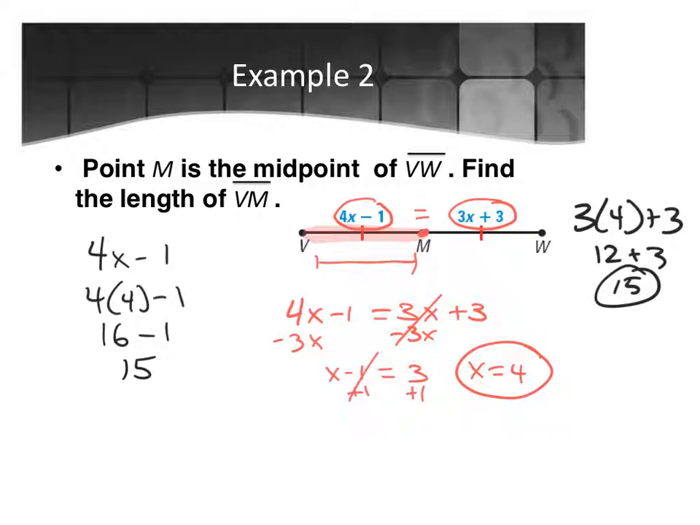Yes, ma'am? So the midpoint and the bisection are basically the same thing. A midpoint is the middle of a line. A bisector is a point. So I could say point M is the bisector of line VW. It is the thing that goes right at the middle. So a midpoint is just the point that is the middle.